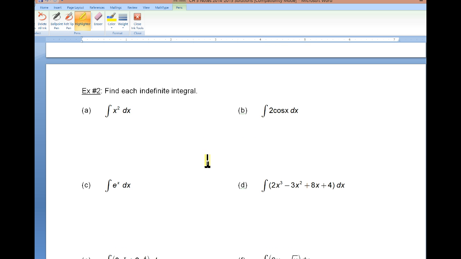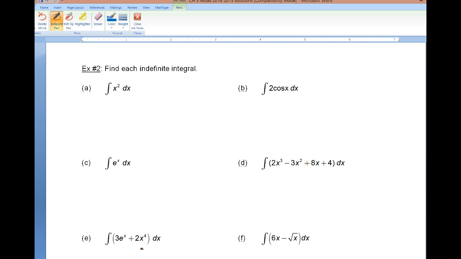Wait, e to any power is... Well, not any power, it's e to the x. If it's e to the 2x, you have to do a reverse chain rule, but we won't get to that yet. Okay, let's do some practice problems. It's a power, it's x squared, so it becomes x to the 3rd over 3, and then we just put a plus c because these are all indefinite, so we need that plus c at the end. Just throw in the plus c.